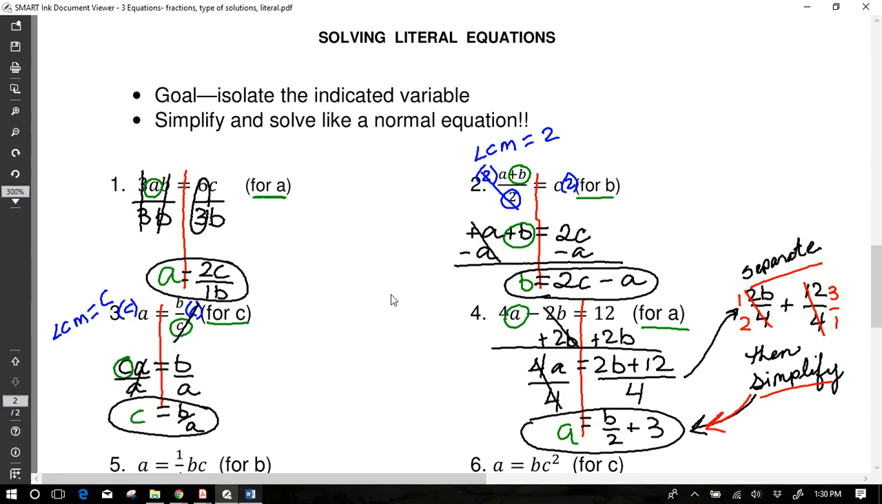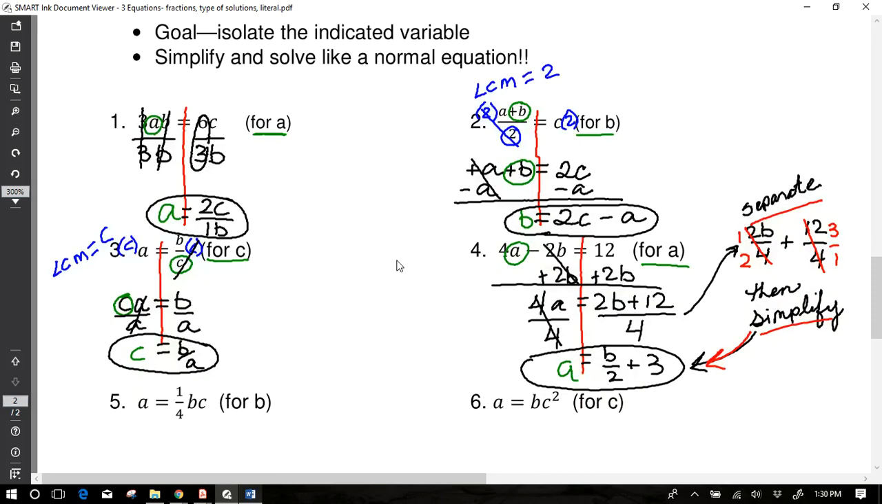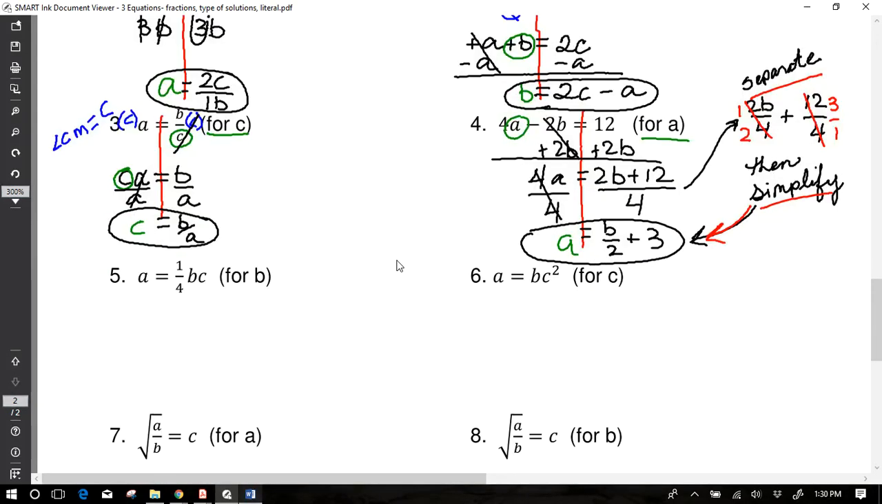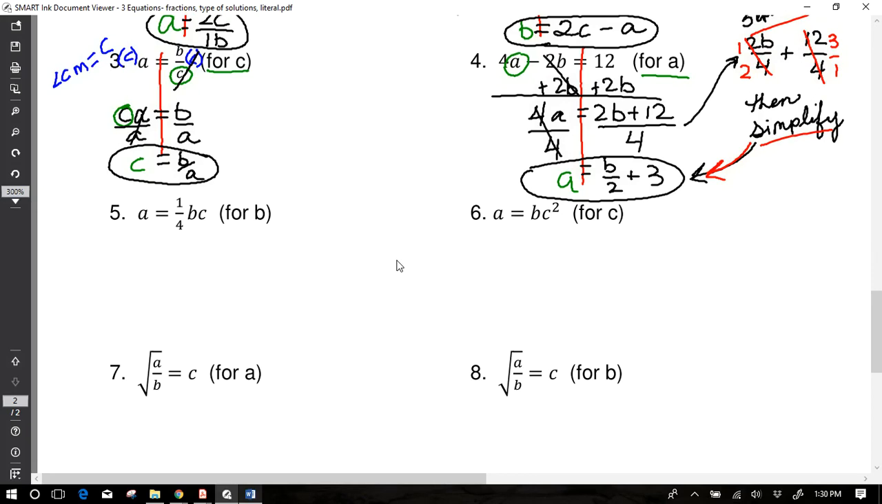Now that we've completed number 4, I'm going to scroll down, and I want you to also try number 5. I didn't realize that number 5 was also one of our reviews, and it includes a fraction, so that'll be really good practice. Pause the video while you complete number 5, and then come back and check in with me when you think that you've got it right.